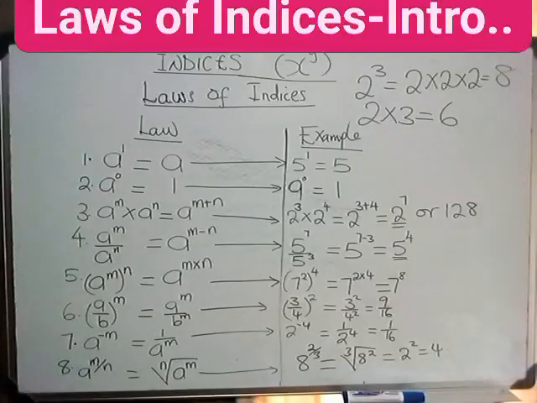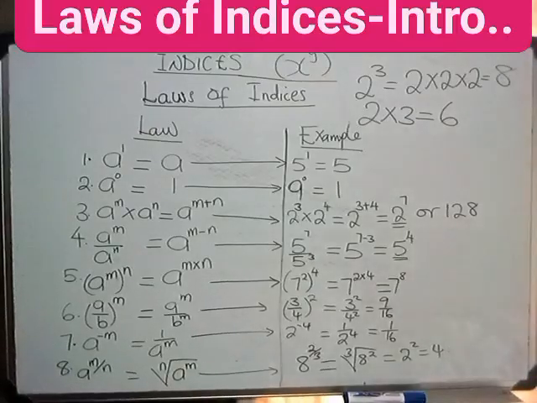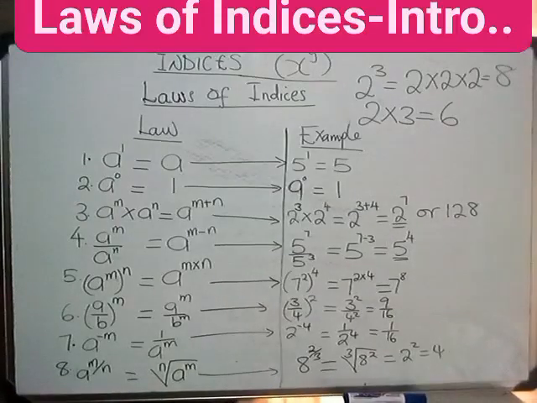Okay, we now go to the laws. So indices have got laws. There are 8 laws, and these laws are not in alphabetical order, or in ascending or descending order. They are just laws.